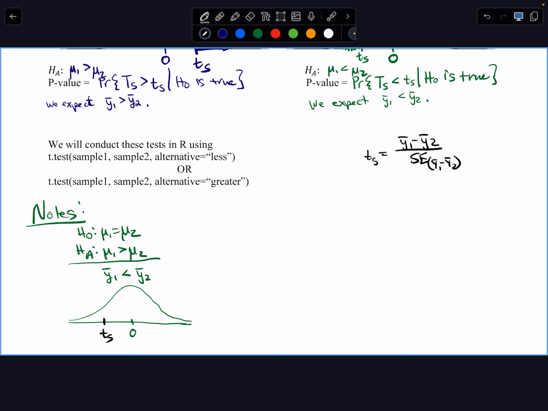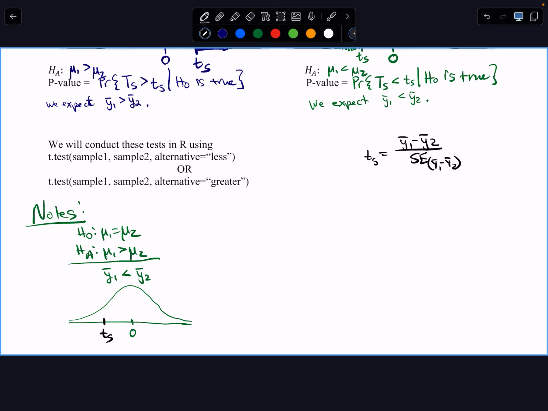Now, am I going to shade to the left to get my p-value, or am I going to shade to the right to get my p-value? What do you say, Aaron? To the left? Why do you say left? All right, because it's a negative value, right? So what tells me which direction I need to shade? What are you going to say, Alexander?